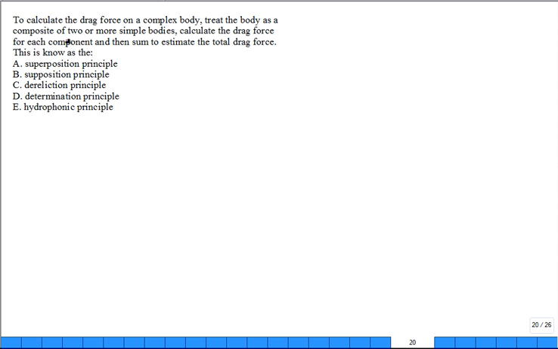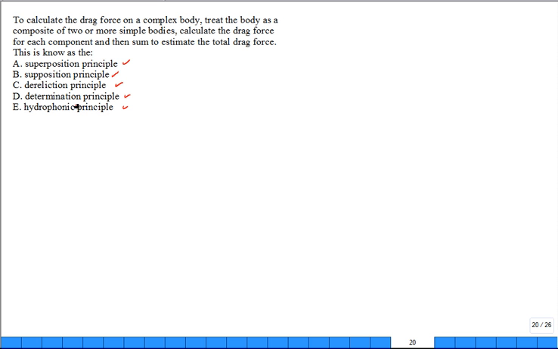All right. To calculate the drag force on a complex body, treat the body as a composite of two or more simple bodies, calculate the drag force for each of the components, and then sum to estimate the total drag force. This is known as the something principle: the superposition principle, the supposition principle, the dereliction principle, the determination principle, or the hydrophonic principle. I wait and I walk around to see your answer.